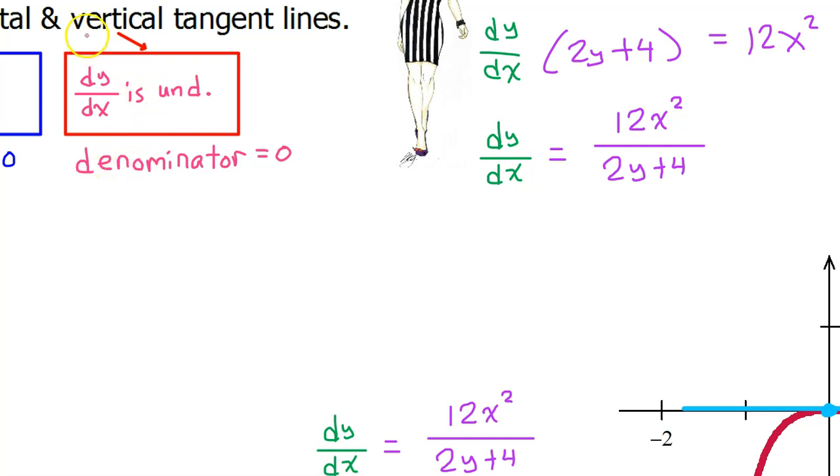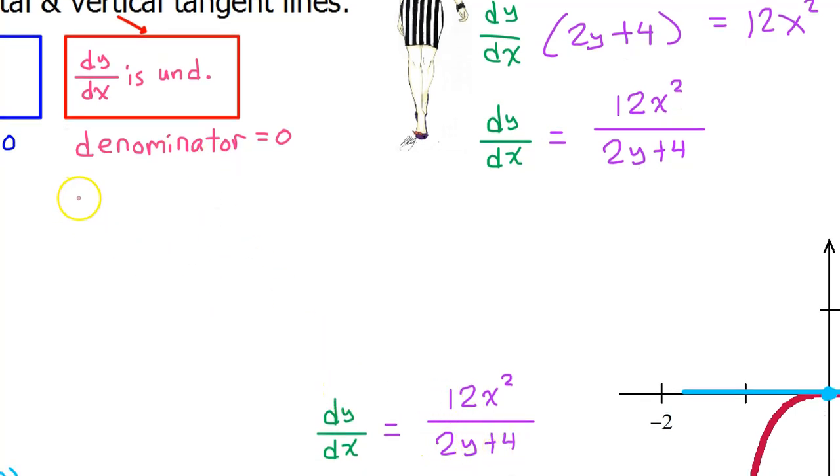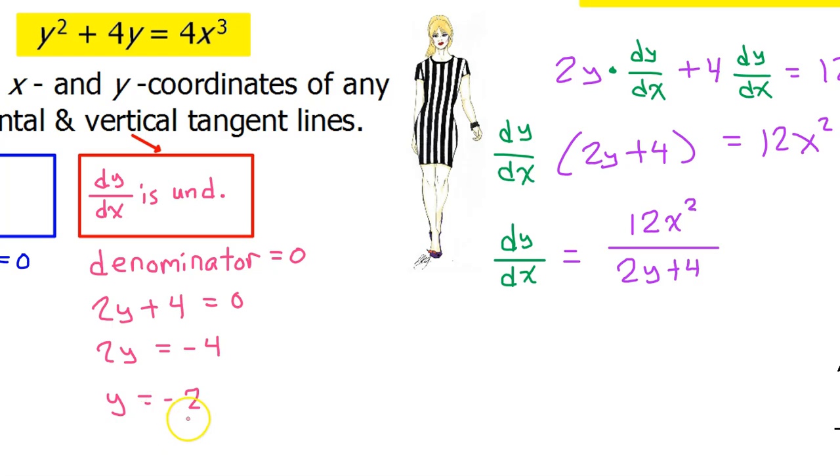Similarly, we can find the location of the vertical tangent lines by setting the denominator of dy/dx equal to 0. So let's set 2y plus 4 equal to 0. Subtracting 4, that's 2y equals negative 4. Dividing by 2, that's y equals negative 2. We found the y-coordinate of the point of tangency, but we need the x-coordinate to go with it. So let's plug negative 2 back in for y in the original equation.